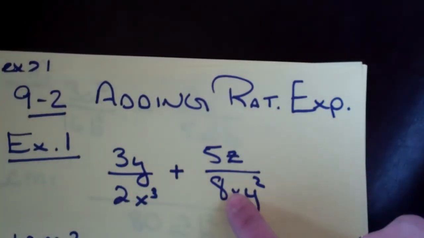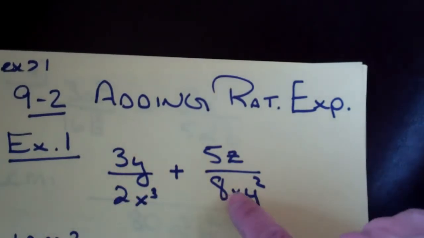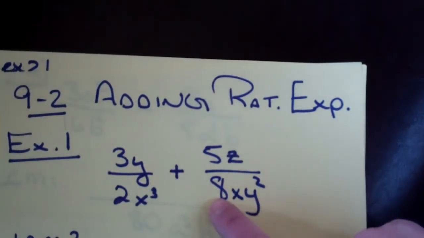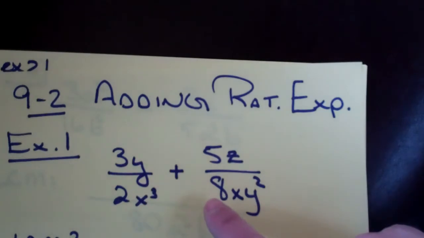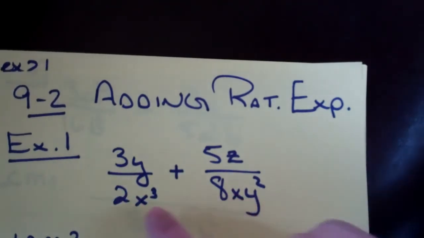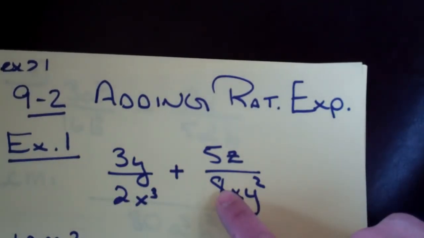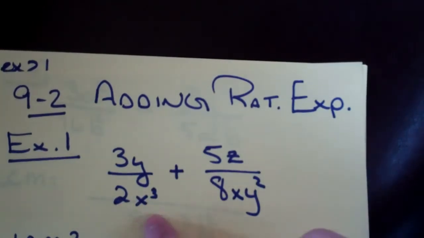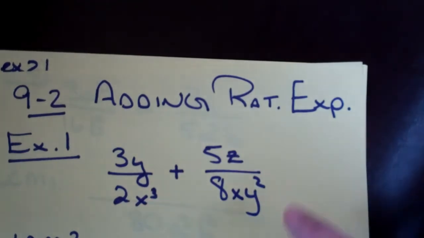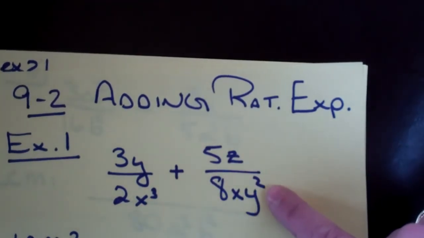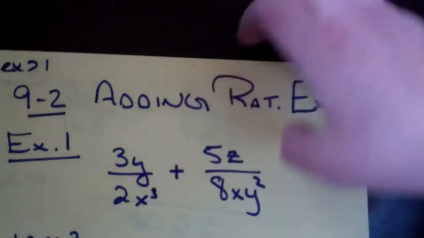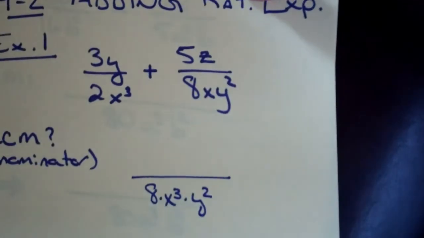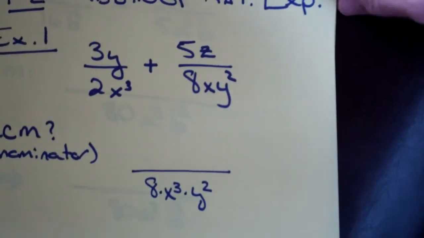Well, I don't want to use 16. The smallest number I want to use here is probably the 8. I want the common multiple that would be the smallest. So I'm going to go with a factor of 8 in the denominator. What's the least number of x's I can get away with and be fair would be x cubed. And I have to account for the y squared. So my new denominator is going to be 8x cubed y squared.